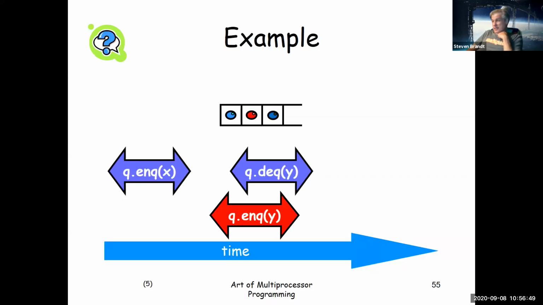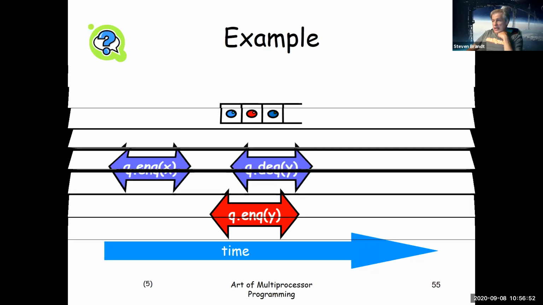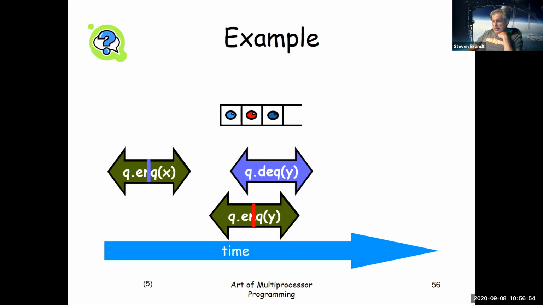Okay, so now we're doing it again. We've got these methods, and we could choose linearization points like this. If we wanted to be extreme about it, we could choose the linearization points such that this blue one is at the end of the enqueue method, and this red one is at the beginning of the enqueue method. So these are possibilities. Now, if I choose these two linearization points, will the execution be correct?